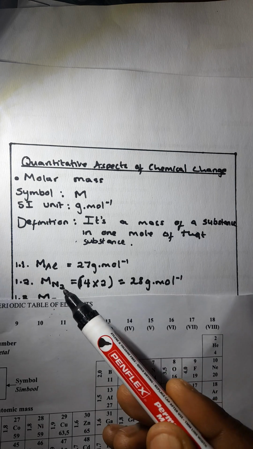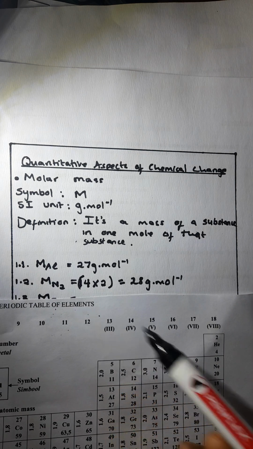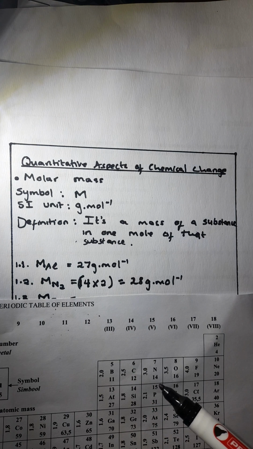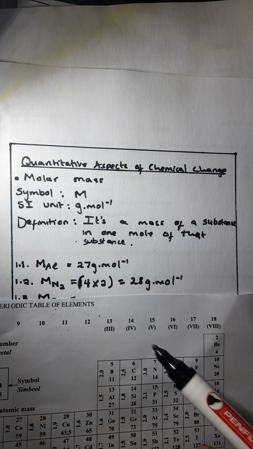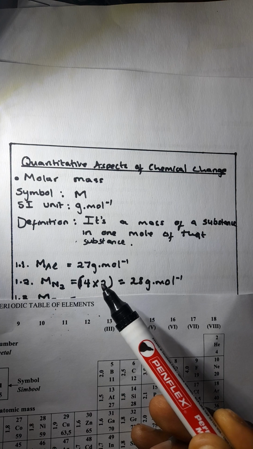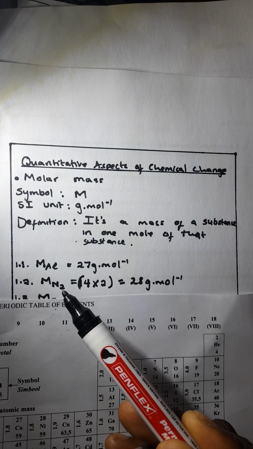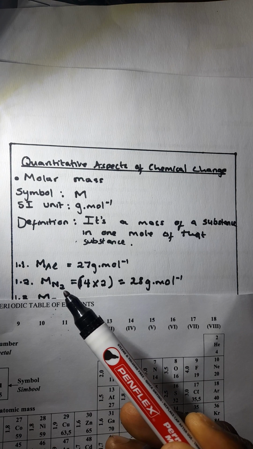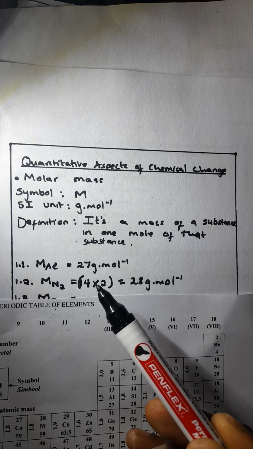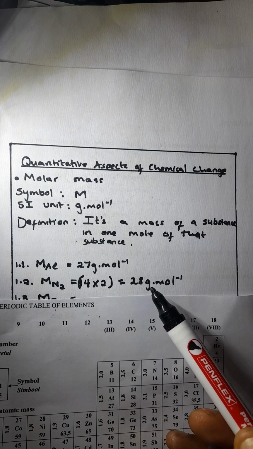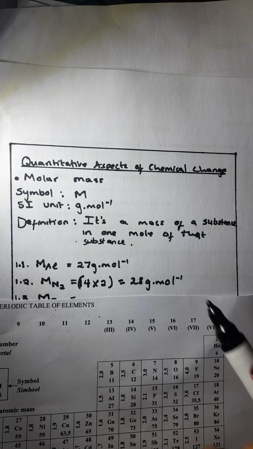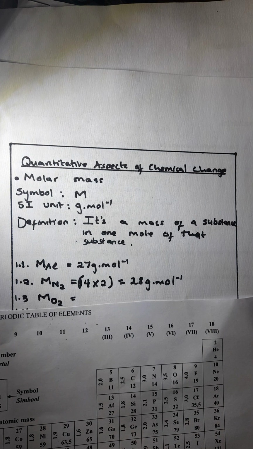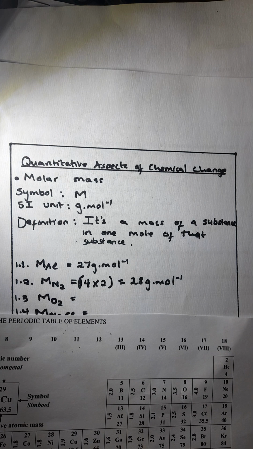Now, how many atoms are we having here? 2. So we are going to take this 14 representing each atom and multiply by 2 for 2 atoms. As you can see, it's a diatomic element. So it's 14 by 2, which gives you 28 grams per mole. Are you getting this? All right. Now let's try again.